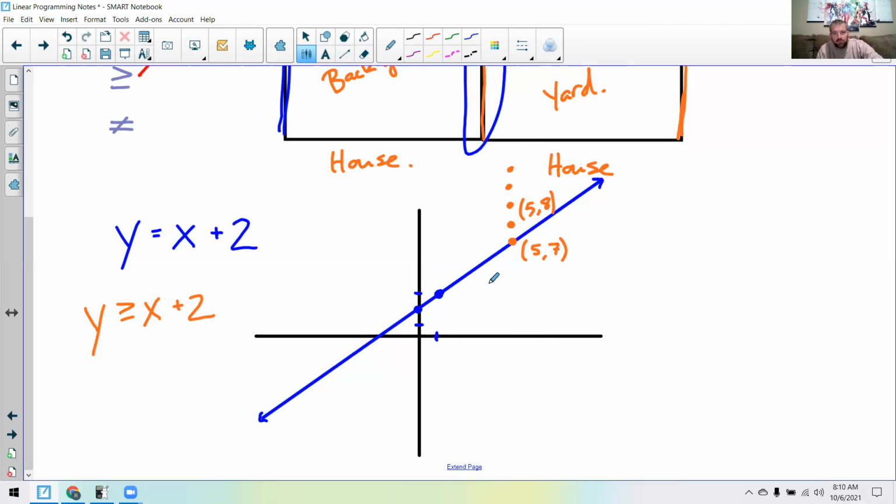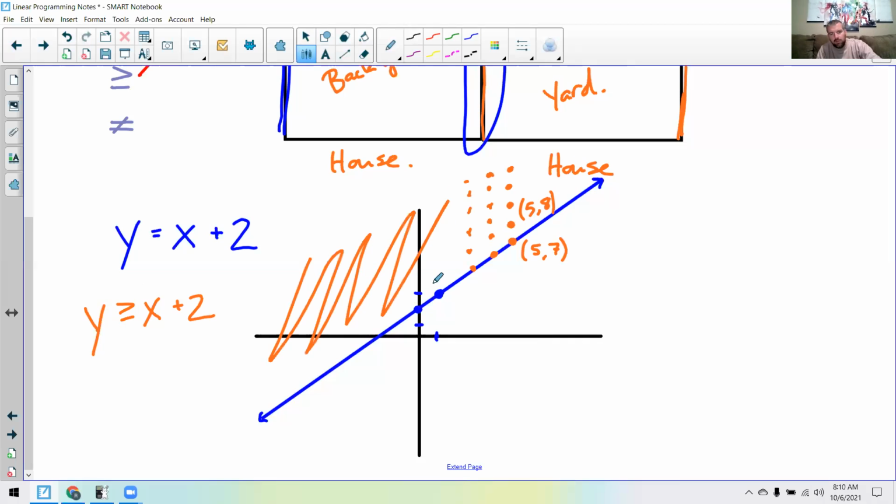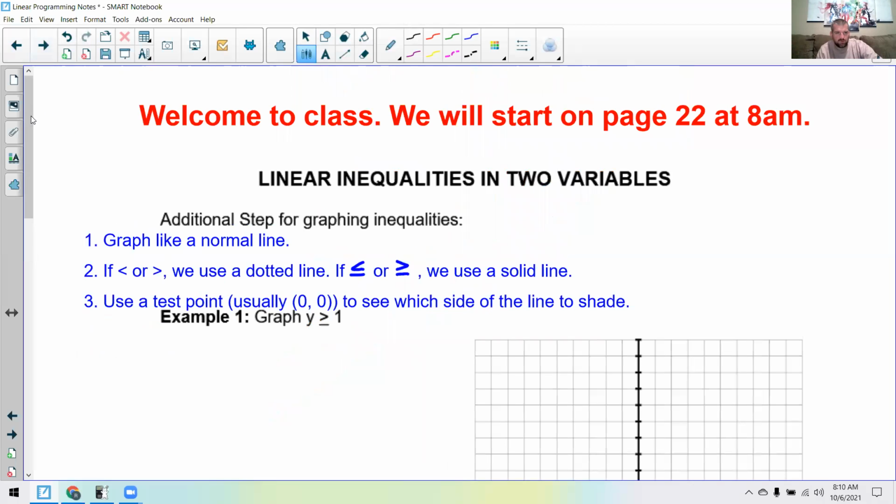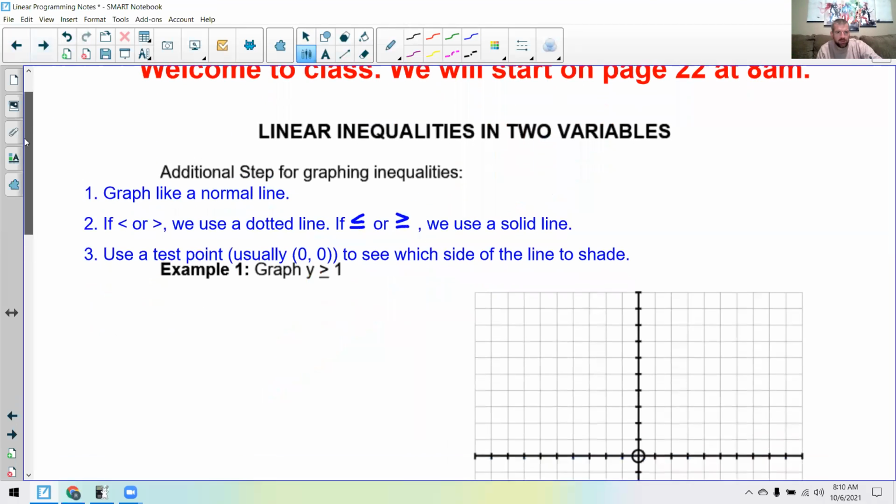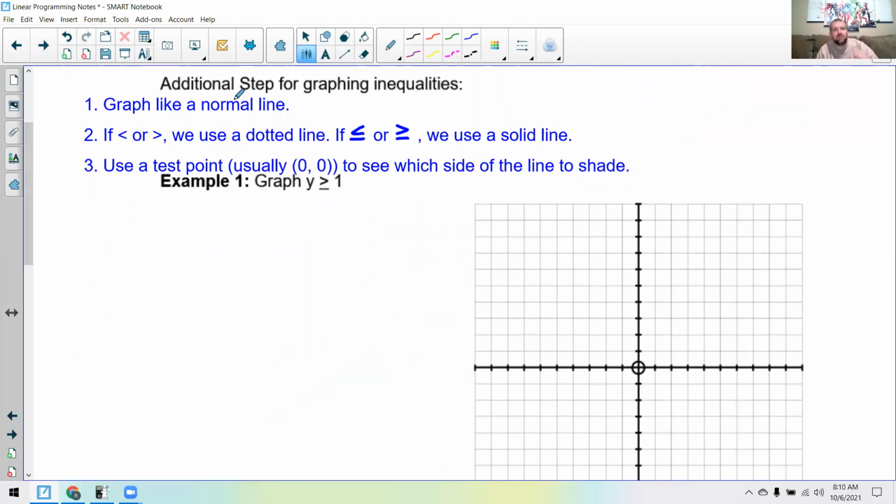Those all work. So all the points on the blue line still work, as well as all the points above it. So you should notice that this entire side of the blue line works. You can pick any point that falls on the blue line or above it, and it will satisfy this inequality. So before, our solution to an equation was just the line. Now our solution to an inequality is going to be an entire region of the graph.